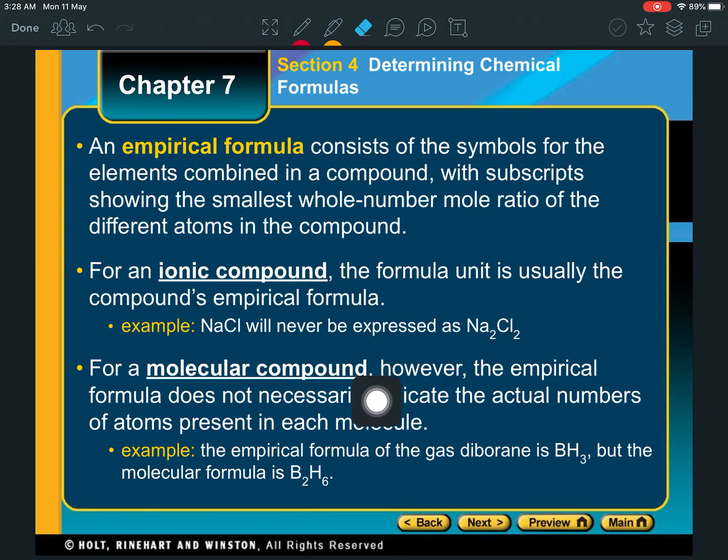But when it comes to molecular compounds, we will rarely represent them using their empirical formulas. We need the actual molecular formula. And the molecular formula of a compound is going to be the actual number. So you see this, B2H6. This can be simplified to BH3, right? And that would be the lowest whole number ratio that they can be in. But because it's molecular, we're representing it by its molecular formula, not its empirical formula.